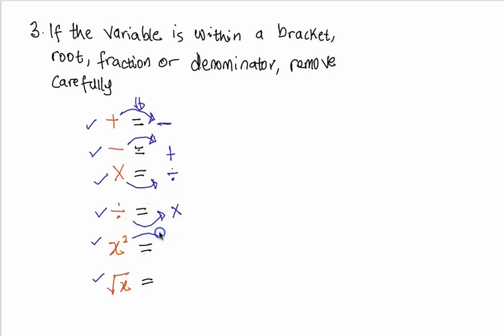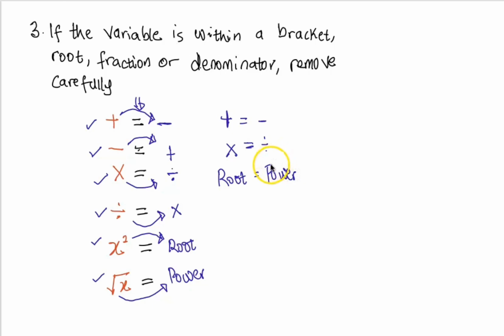When the power crosses the equality sign, it's going to be a root. And when a root crosses the equality sign, it's going to be a power. So in essence, we can simply say that the opposite of addition is subtraction, the opposite of multiplication is division, and likewise the opposite of a root is a power. So when any of these crosses the equality sign, they are simply going to be the opposite of themselves.